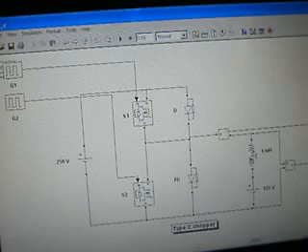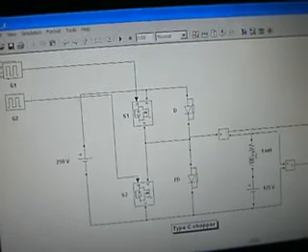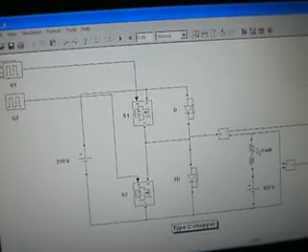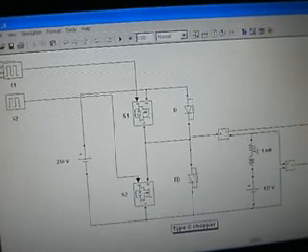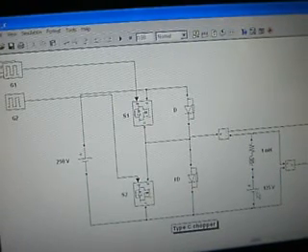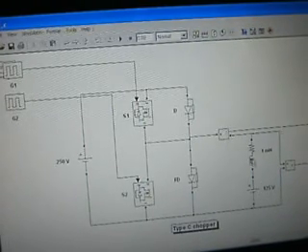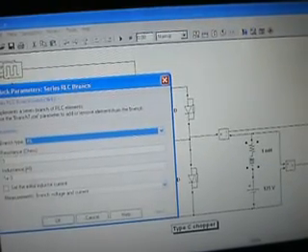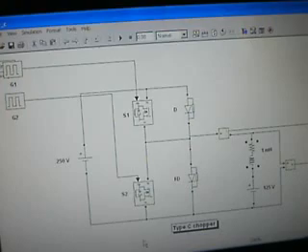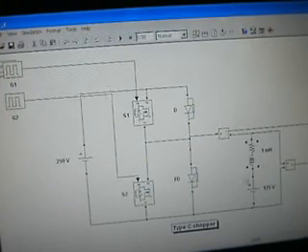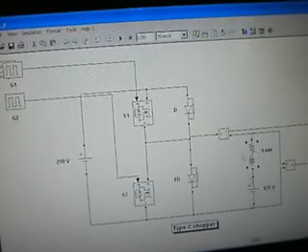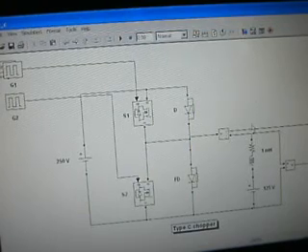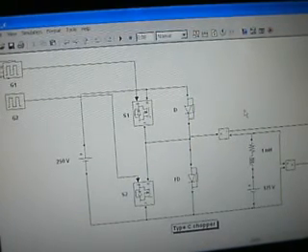As you can see, the output load of this chopper is R, L and E. E is 125 volt, L is 1 millihenry and resistance is of 3 ohms. So you can model this as a DC machine, or it can be modeled by an RLE load.